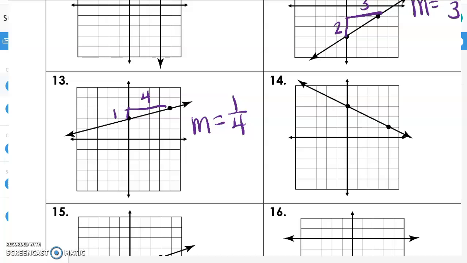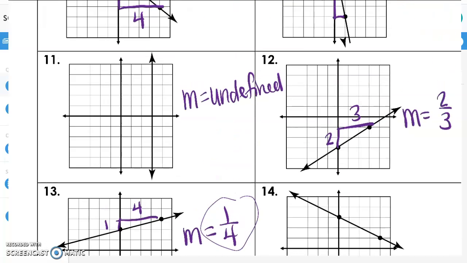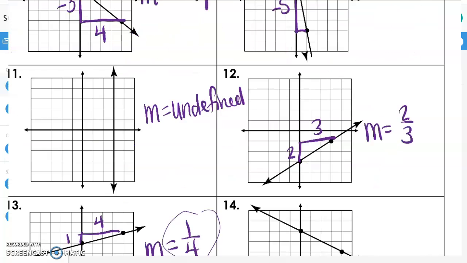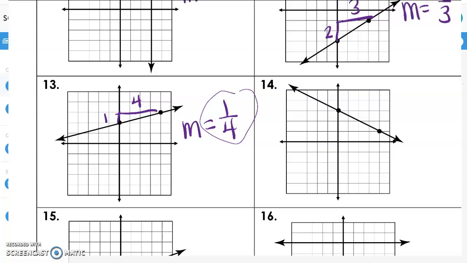One thing to notice to know whether your answer makes sense. Notice 1 over 4 is a small number, 0.25. If we go back up and look at, let's say, number 10, even though it's negative, look at how steep the line is. Okay, so if your line is steep, you should have an absolute value greater than 1. So the absolute value of negative 5 is positive 5. So that's a steep line. Over here, it's only 1/4, so it should not be a very steep line.